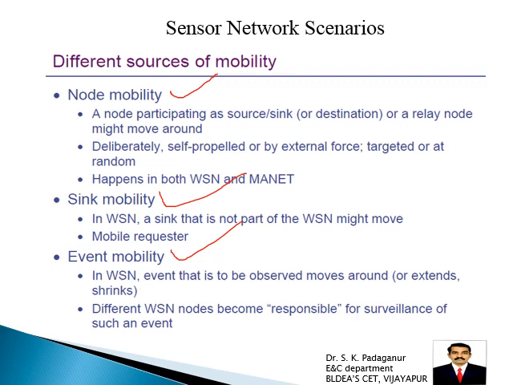So these are the things we are studying in this particular class. Today we discussed the operating system, execution environment, and sensor architecture. Especially in the wireless sensor network, we have source, sink, mobility, as well as single hop and multiple hop.